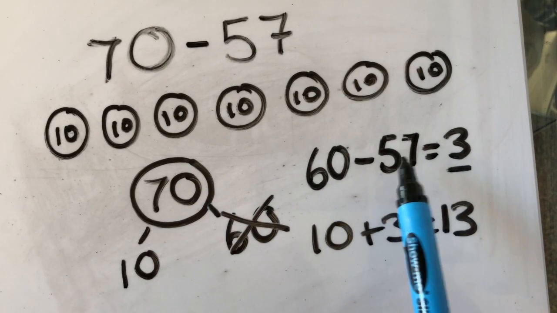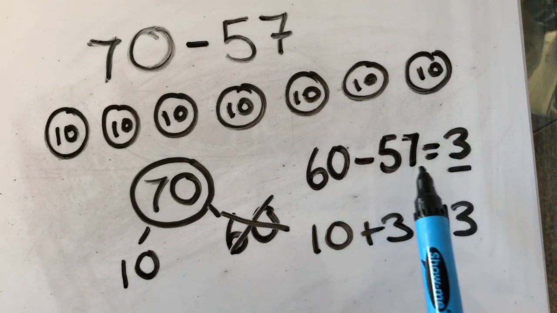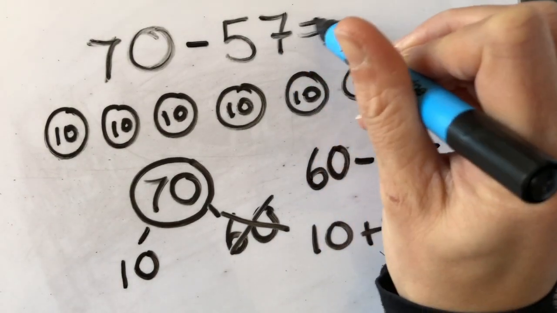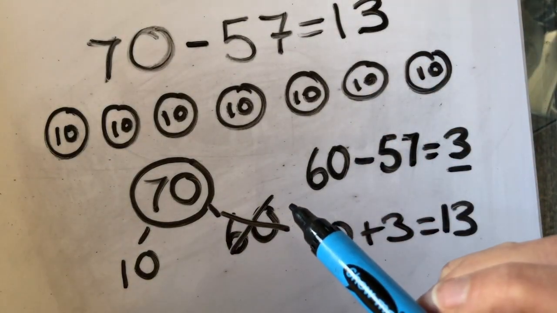So by having chosen to regroup my 70 into a 60 and a 10, I've been able to really easily calculate what 60 take away 57 is using my number bonds, knowing that 7 and 3, and then been able to add that to the 10 that I had left, giving me 13. So therefore I can see that 70 take away 57 gives me 13.